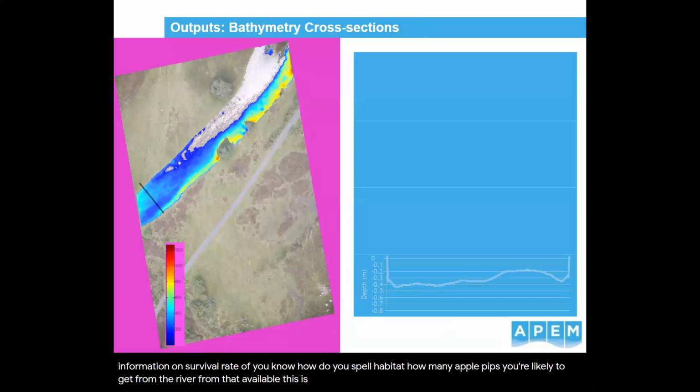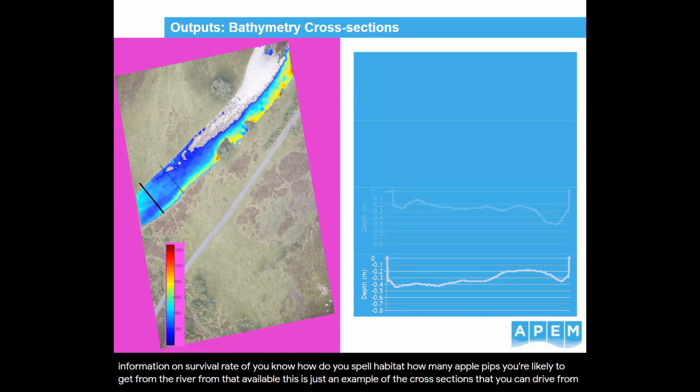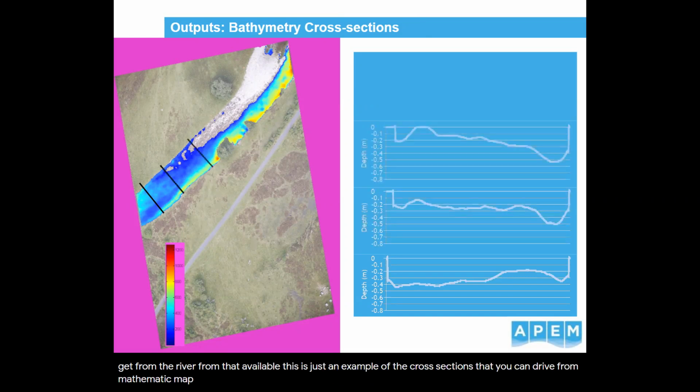This is just an example of some of the cross sections that you can derive from the mapping. Once you've got that bathymetric map, you can draw a cross section anywhere you want and get that data out, interrogate the data a bit further.